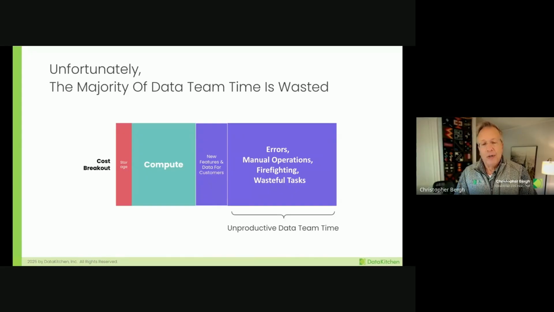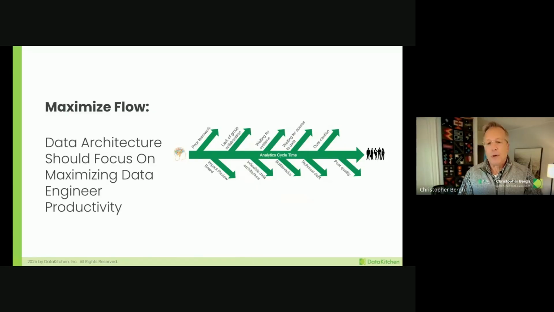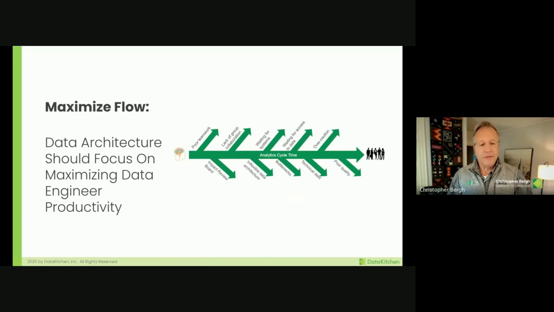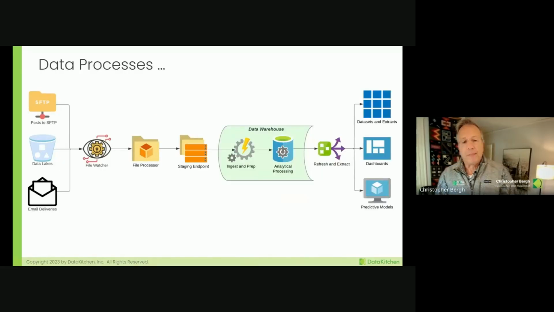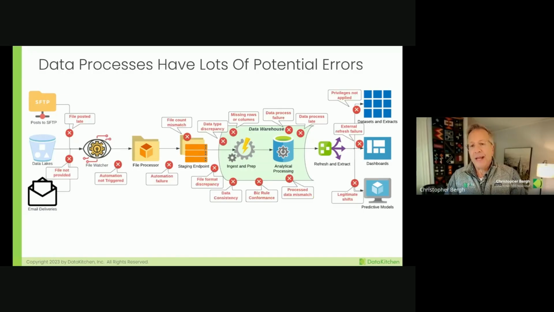And so the second idea from our background is that maximizing flow, focusing on the productivity of the people, trying to make it easy for them to do work, lowering their cognitive overhead, and making things really apparent and simple is a very important principle. And then every data process, whether it looks like this one, is complicated, and errors can happen everywhere.